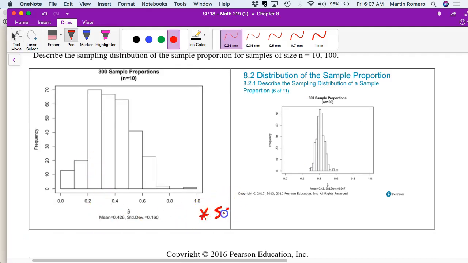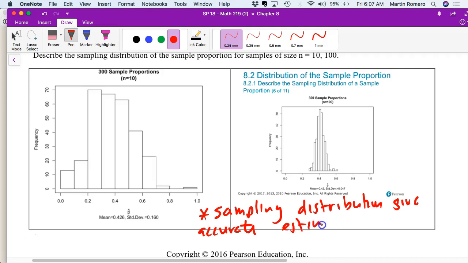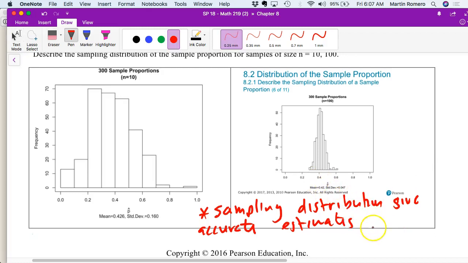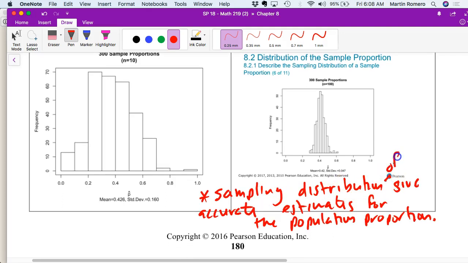So a takeaway that you should be thinking about: sampling distributions give accurate estimates for the population proportion. We'll see that in part 2 of this, what I mean by that, sampling distributions of the proportion. Sampling distributions of the proportion give accurate estimates for the population proportion.